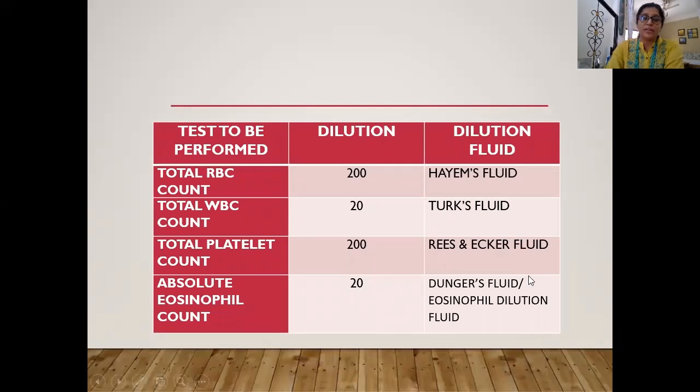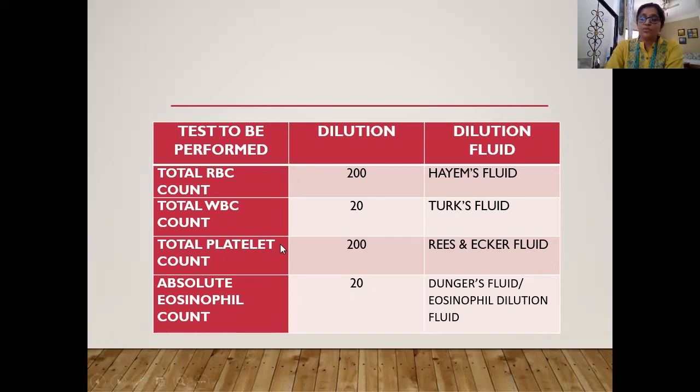Before that, let me tell you that the normal dilution which we use in our laboratories for RBC count is that we dilute it 200 times. That is 1 part of blood and 200 parts of the dilution fluid. That is the Hayem's fluid. This Hayem's fluid is such that we are able to visualize the RBCs but no other cells.